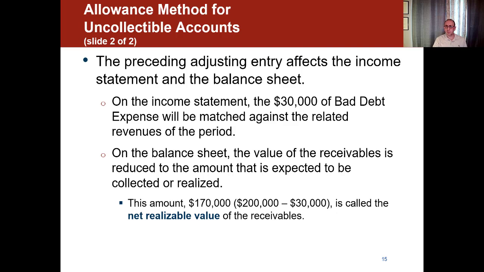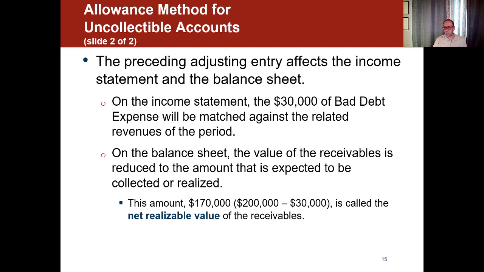So the preceding adjusting entry affects the income statement and the balance sheet. On the income statement, the $30,000 of bad debt expense will be matched against the related revenues of the period. And that's a good thing about the allowance method: you match revenues and expenses of the same period. We don't do that in the direct write-off, because in the direct write-off, we record the bad debt expense when it happens, and usually this is in a period different from the sales period.